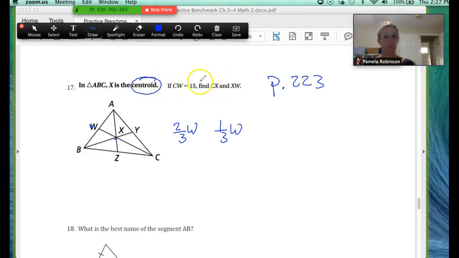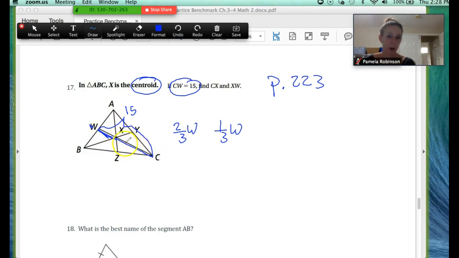So in this problem, they give us CW. CW is this long part here. Okay, that's the long part. They tell us it's 15. They want us to find the long part here, CX, and the little part here, XW. Okay, so they give us the big part, it's 15.